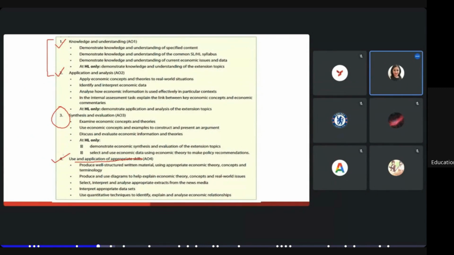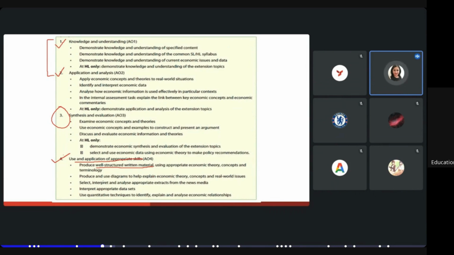For econ students, this is your graph work. This is your ideas. If you can see the first sub point, we normally forget this. Produce well-structured written material. It's not just your graph work for econ. If you're able to write that 10 marker in paper 1 in 4 clear paragraphs, every paragraph has a theme. It's not just a mishmash of words. You are demonstrating AO4 skills.